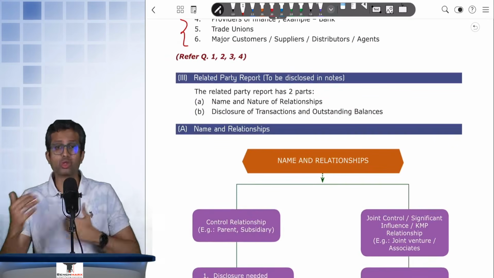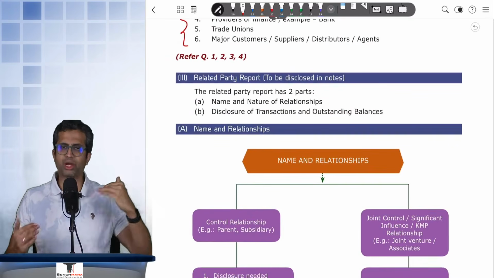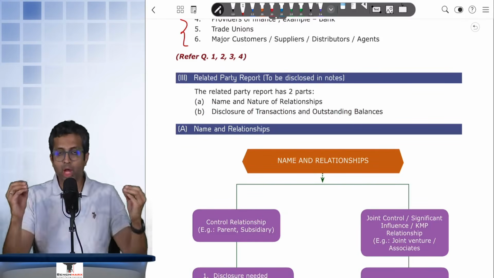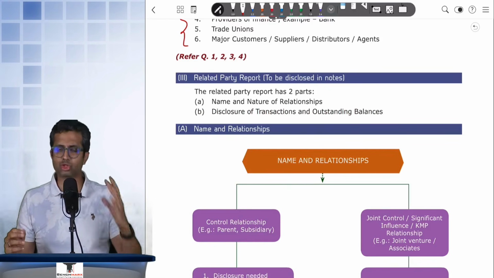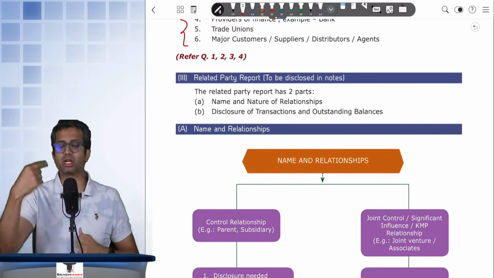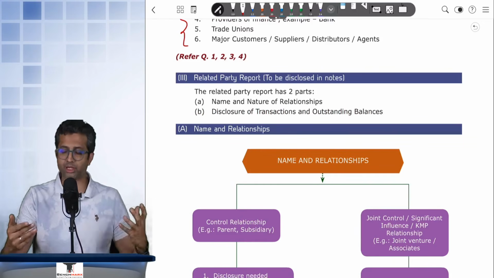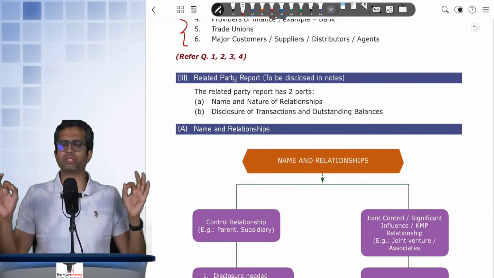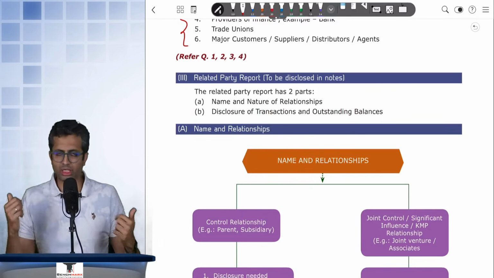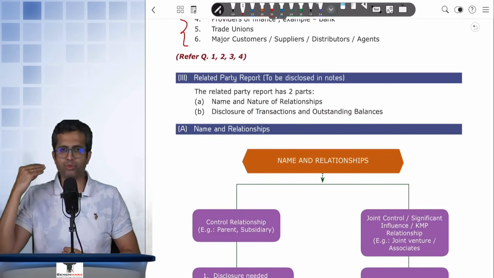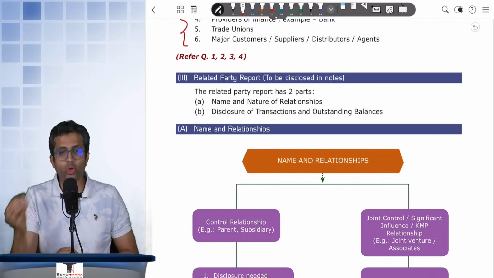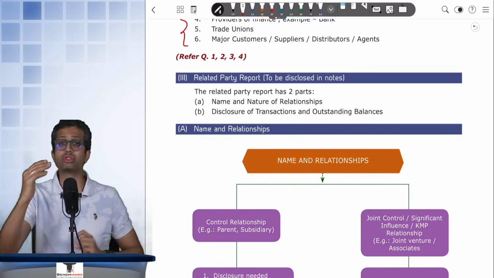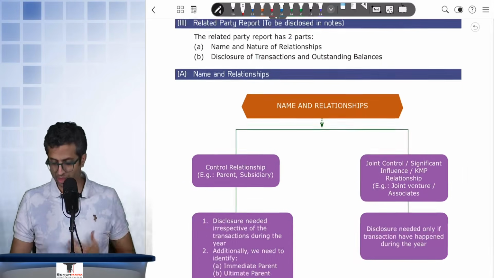The second part of the standard goes into the related party report. There are two parts of this report. In the first part, you will identify the related parties and give the name and the nature of relationship. Now, there may be a lot of related parties. Do I have to give the name and nature of relationship of every party? Well, if there's a control relationship, like a subsidiary, a sub-subsidiary, a parent relationship, you have to give the name and nature of relationship, irrespective of whether there are transactions or not. However, for every other relationship, like a joint venture, an associate, a KMP, you will give disclosures of name and nature of relationship only if there have been transactions during the year. If there have been no transactions, you don't need to give any disclosure of the name or nature of relationship.